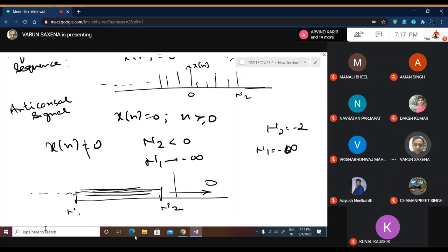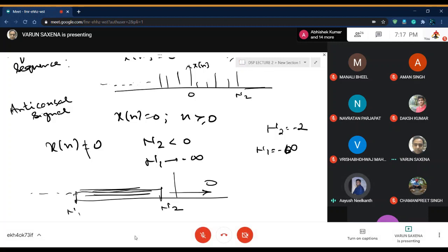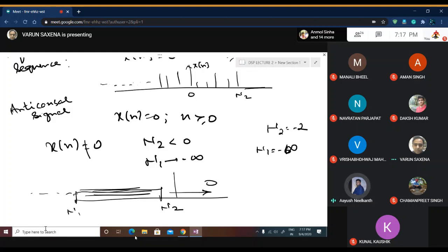This is what I am asking. Sir, we can fix n2 and n1 as -2 and minus infinity, and if we take the value of n somewhere in between, like -4 or -5, the value of n doesn't matter. So, sir, it is always anti-causal so long as n2 is less than 0. That is my point. That is what I want to know. Now tell me, when would a right-handed sequence always be causal?